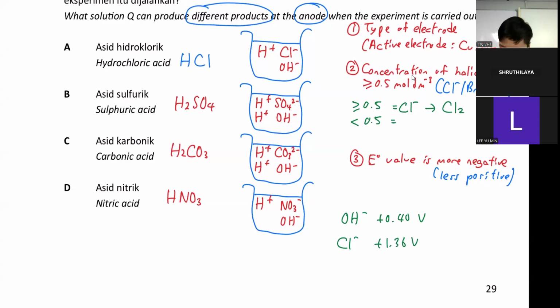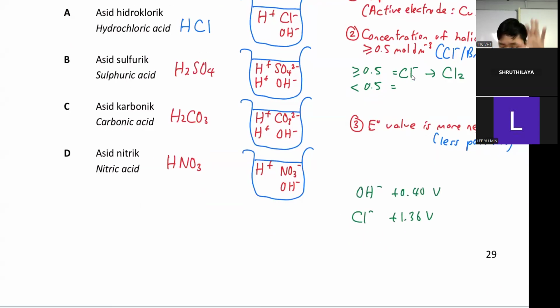But in this case, for all the sulfate, carbonate, and nitrate, normally they are also more negative than OH minus.